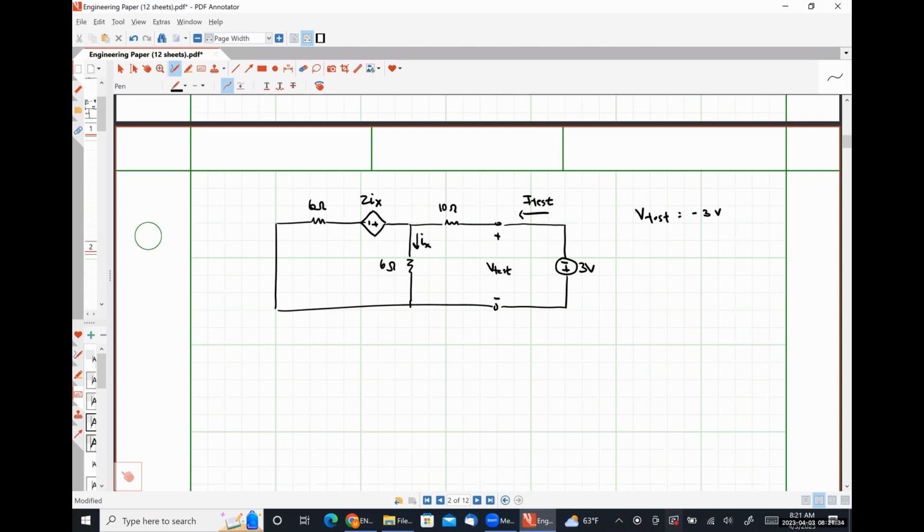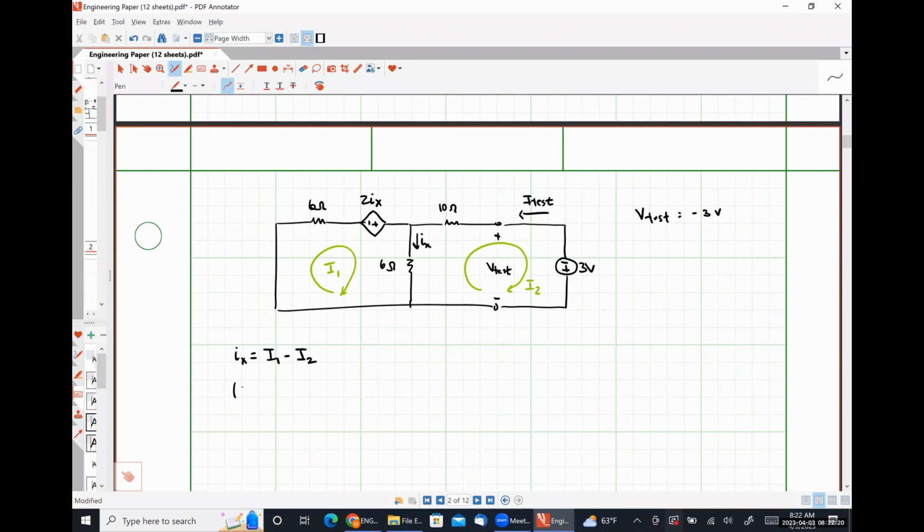I don't think we could do it with a single KVL, but we could definitely do it with two, which would be commonly called mesh analysis. I'm on board with that. We could do nodal. We could do anything that we wanted to do. But let's do mesh. I think mesh is going to be the easiest thing to do here. Let's call this I1 and this I2. So we can see our mesh equations here are going to look very similar to the mesh equations we just wrote a moment ago to solve for our Norton current. We know that IX is going to be I1 minus I2. Still no current sources.